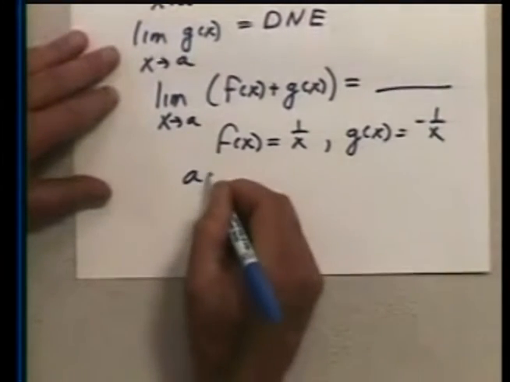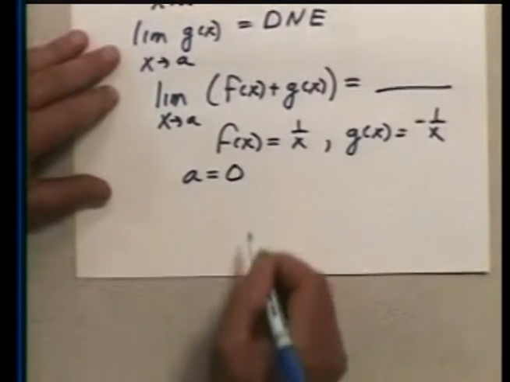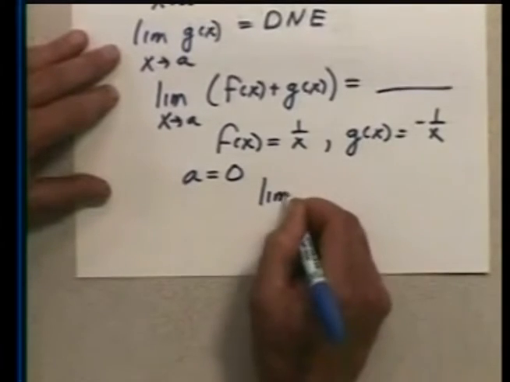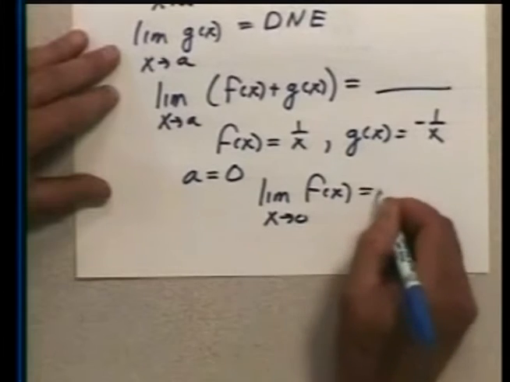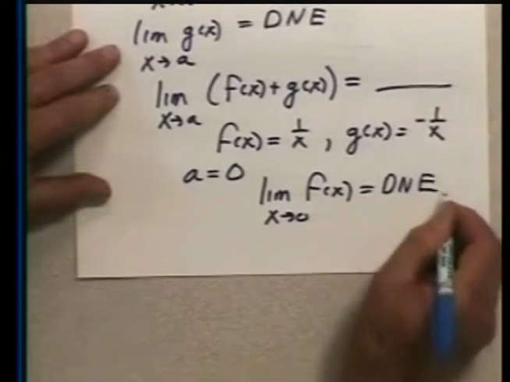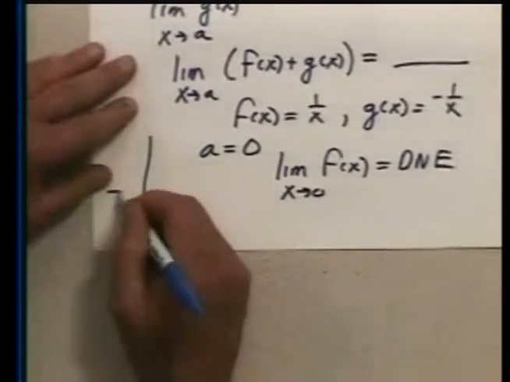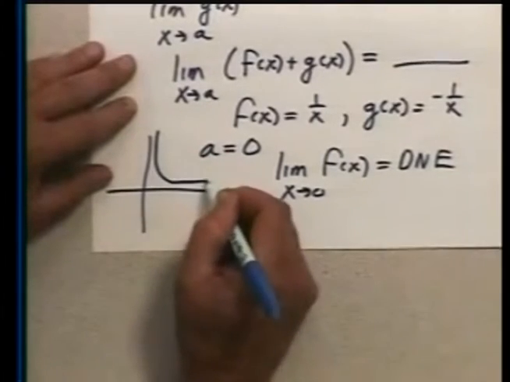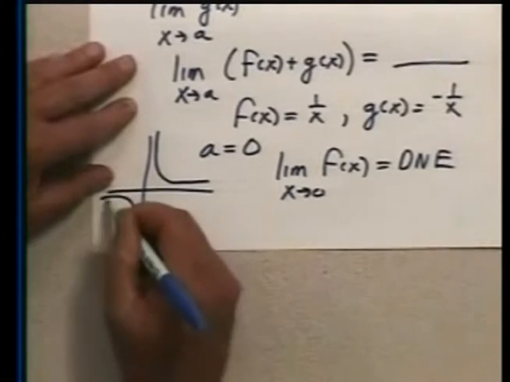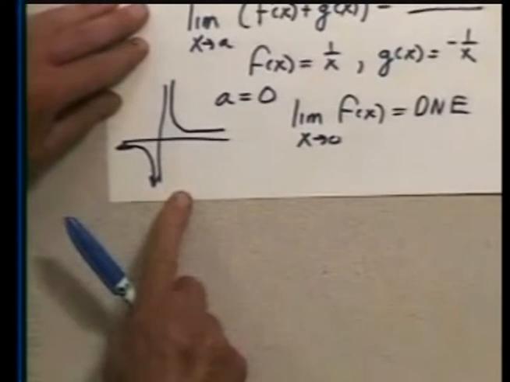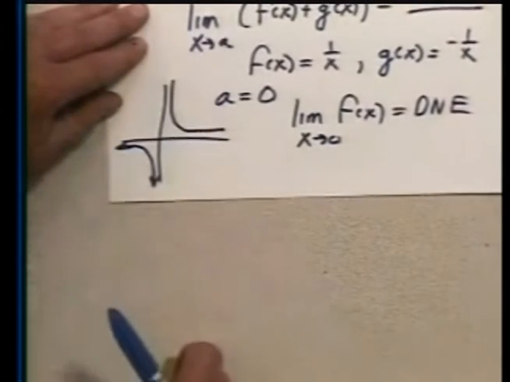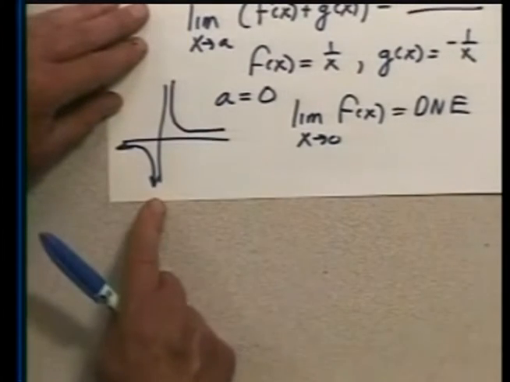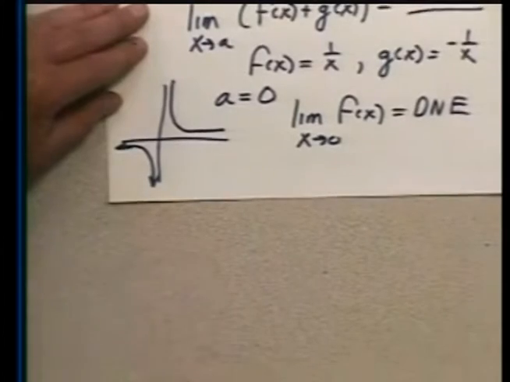And if you let a equal 0, do you agree the limit of f of x as x approaches 0 does not exist? Now, if you're not sure about that, you graph 1 over x, which goes like this and like that. Why does the limit as x approaches 0 not exist? Because from the right you're headed for infinity, and from the left you're headed for minus infinity.